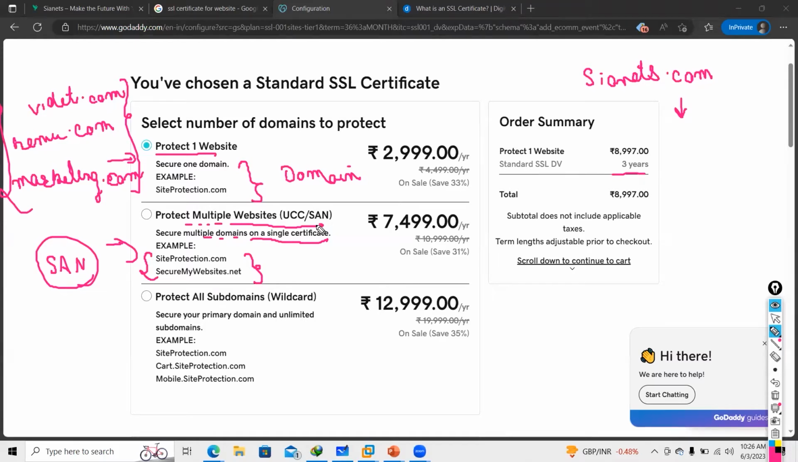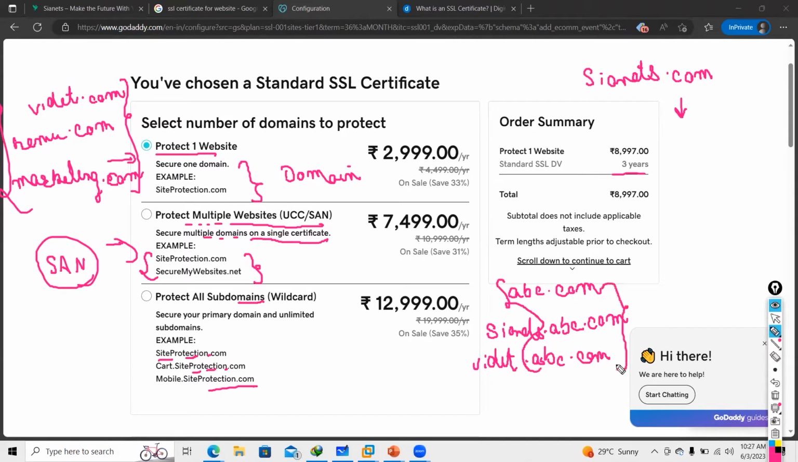Okay. Now, what is wildcard? Wildcard certificates are, guys, when your multiple domains, your parent domain is same. Can you see this? The wildcards are like abc.com. Then it will be sianets.abc.com. Then it will be vidit.abc.com. These are same. Your parent domain is same, but you have multiple child domains. See this. You have one primary domain and then you have unlimited subdomains.